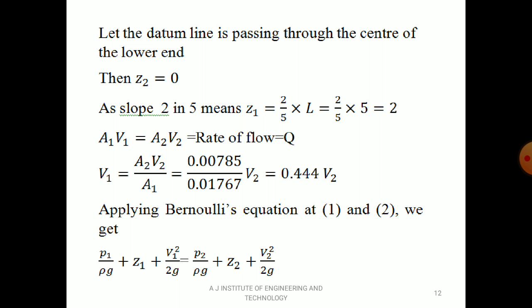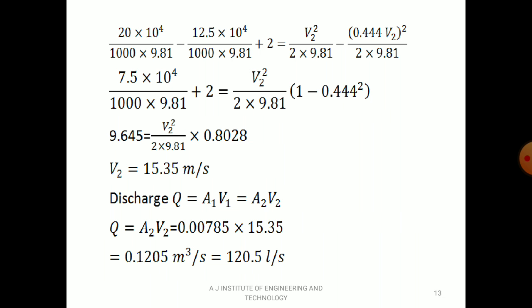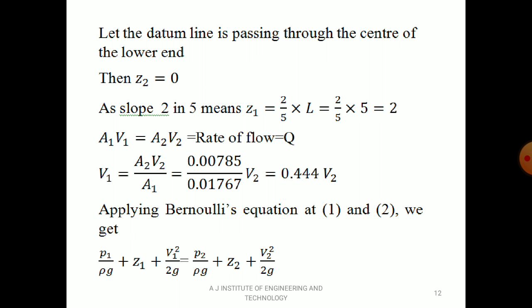Now applying Bernoulli's equation at section 1 and 2, we get P1 divided by rho g plus Z1 plus V1 square divided by 2g, that is equal to P2 divided by rho g plus Z2 plus V2 square divided by 2g. So applying Bernoulli's equation at section 1 and section 2, the values are given, so you can just substitute the values here.